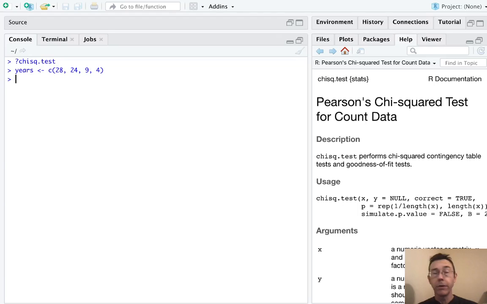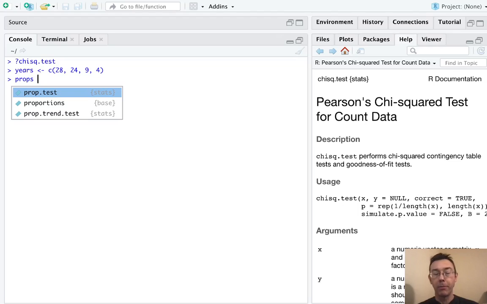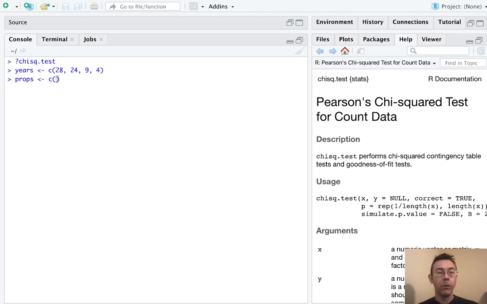Next, we need to make a vector out of the proportions that we would expect under the null hypothesis. In this case, the null hypothesis is the college's claim is in fact true, that 50% of the students in the stats classes are freshmen, 30% are sophomores, and so on. Let's call that props for proportions. So 0.5, 0.3, 0.1, and 0.1.